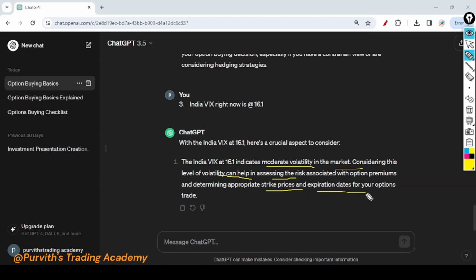Now, based on this India VIX and all, we can decide whether we have to go for option buying or option selling. Most of the time, when the volatility is very low, in the sense around 10, 12, 15 like that, we can go for option buying. If the volatility or India VIX is more than 20, 25 like that, we have to go for option selling strategies.